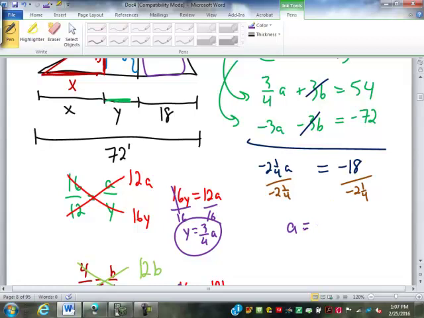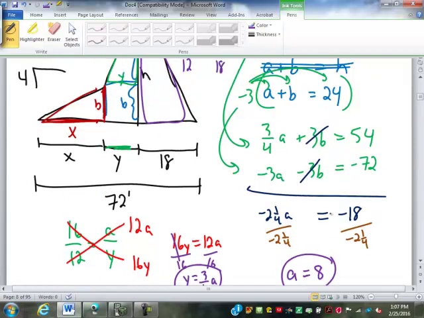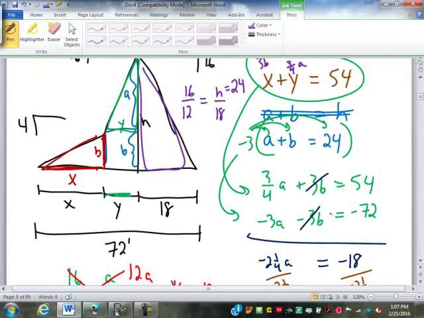Anybody? Anybody? Not everybody at once. A equals 8. Very good. So once we know that A equals 8, now we can go back to this formula here. A plus B equals 24. Well, if A is 8, what's B got to be? 16. So A is 8, B is 16.